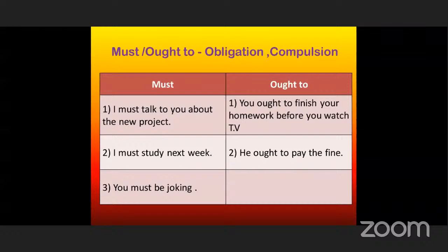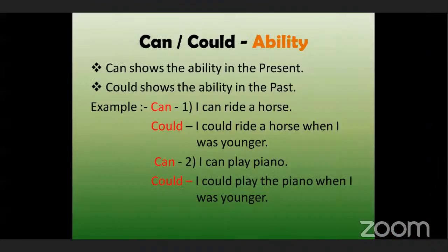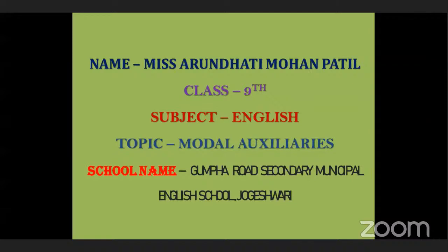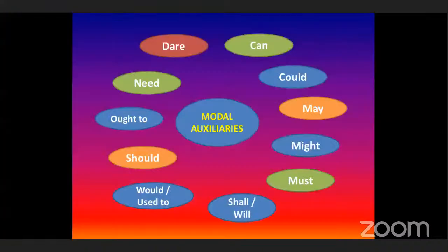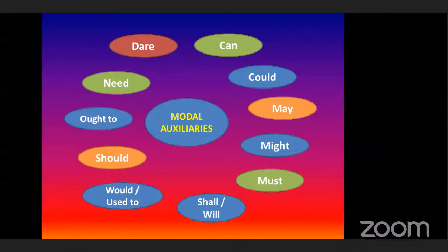Let's revise which modal auxiliaries we have seen here. First, we have seen what is meant by modal auxiliaries. Modal auxiliaries are used to indicate mood. They indicate the speaker's or writer's attitude in what he says or writes. They are used as helping verbs with another word to change its meaning. They cannot stand alone and they come with a main verb. Then there are a total of 13 modal auxiliaries. They are can, could, may, might, must, shall, will, would, used to, should, ought to, need, and dare.